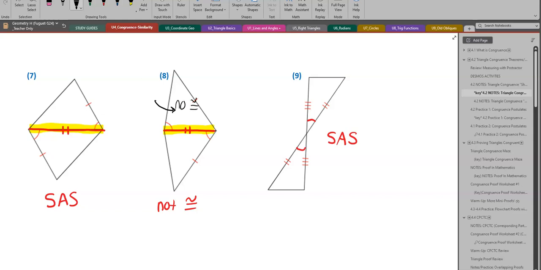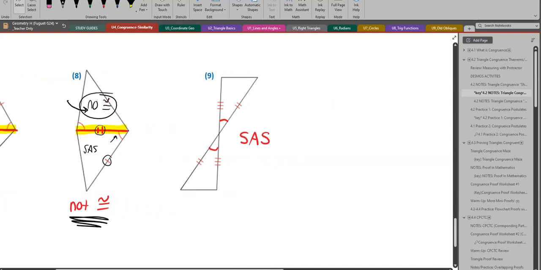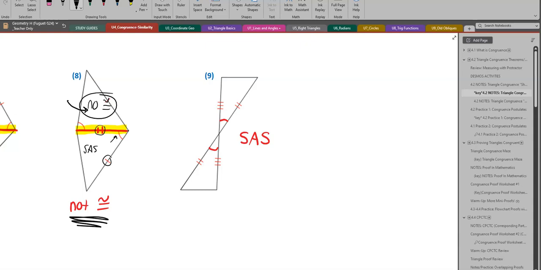If you look down here, though, if you only looked at this one, you'd say, oh, there's 2 sides, there's an included angle, this is side, angle, side. Well, they have to match. Because of that, since this ended up being side, side, angle, this is not going to be congruent. And last but not least, we have this one here. Once again, the vertical angles across from each other, we mark those, and that's side, angle, side.